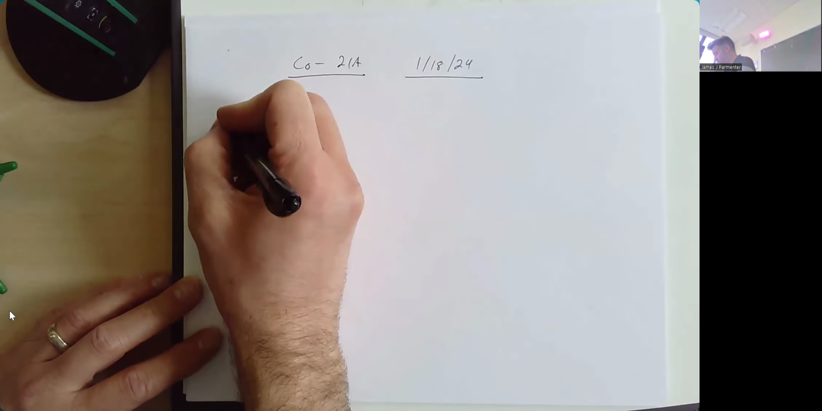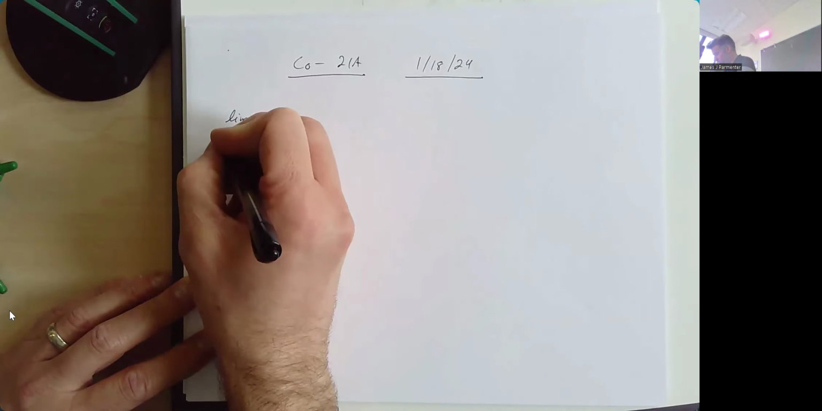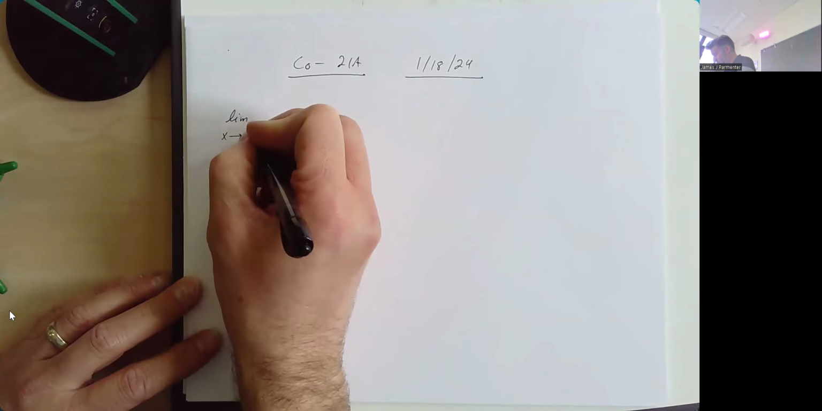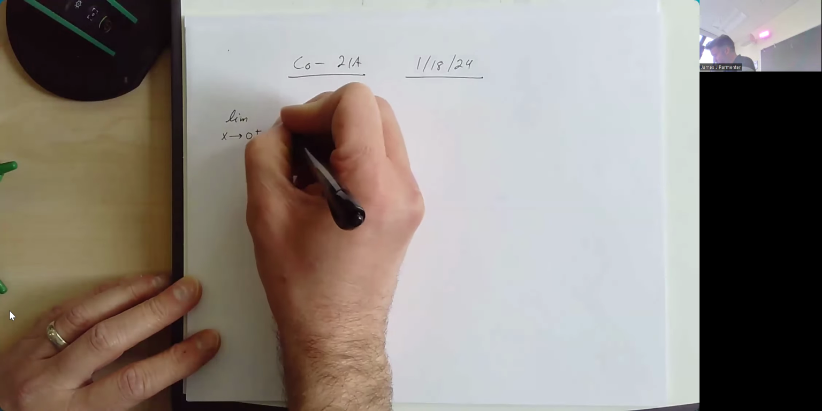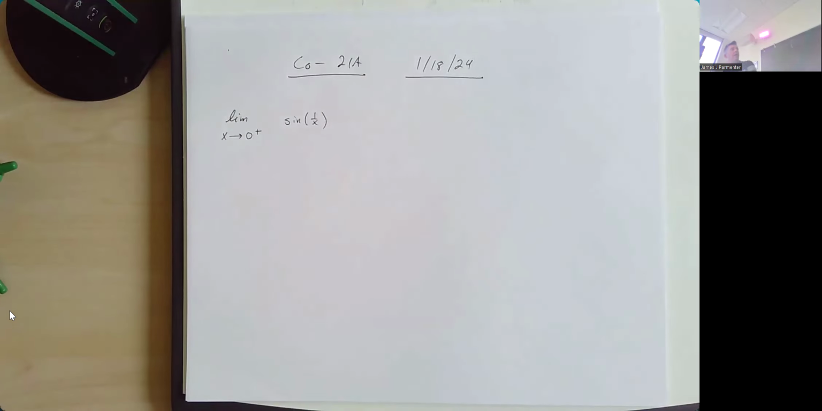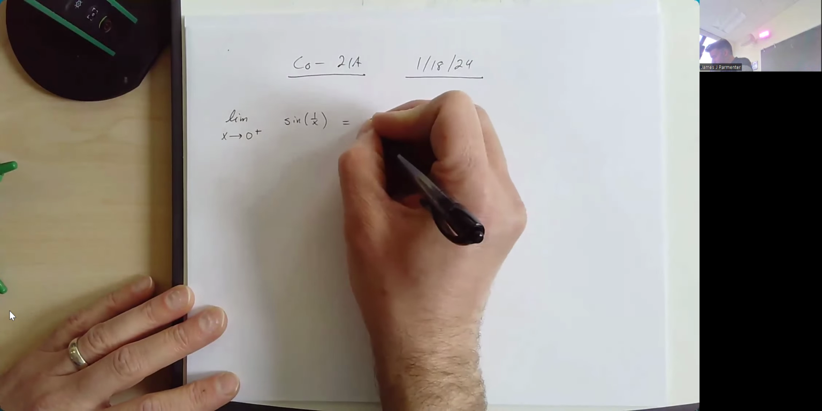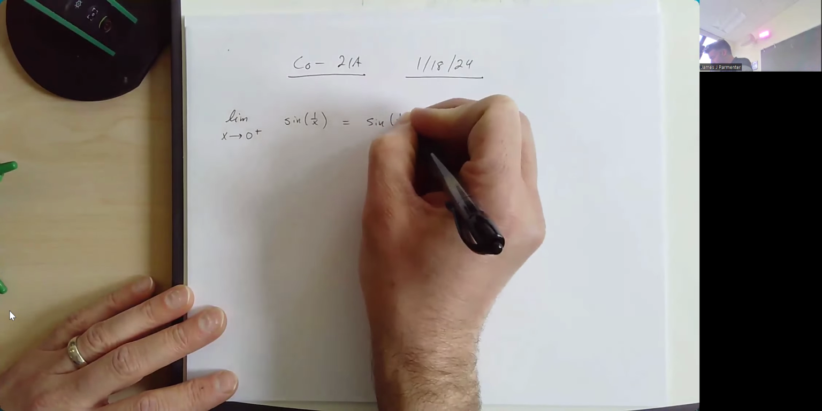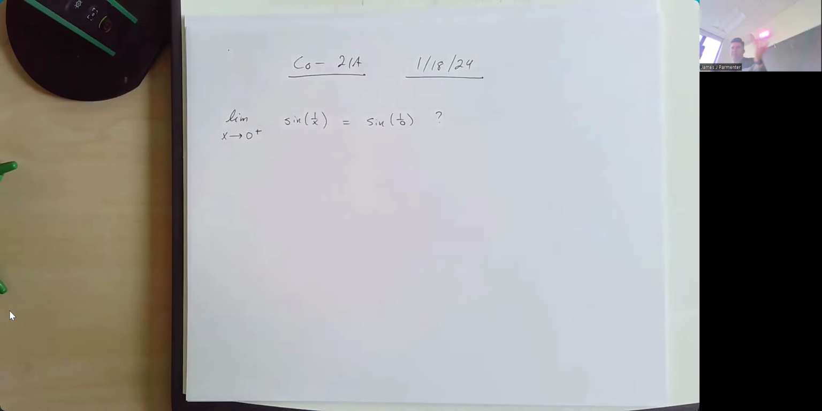So let's look at the following limit. Limit as x approaches 0 from the right of sine of 1 over x. And just like with any limit, the first thing we should try to do is plug in whatever x is approaching. It's not going to work. We're getting sine of 1 over 0. And that is, I don't know what that is. It might not approach anything.